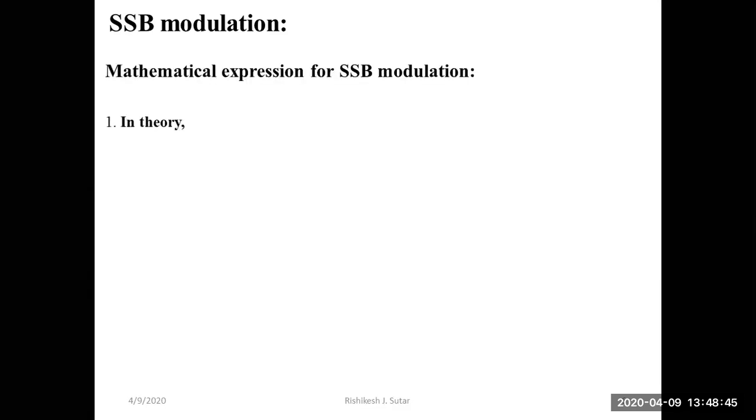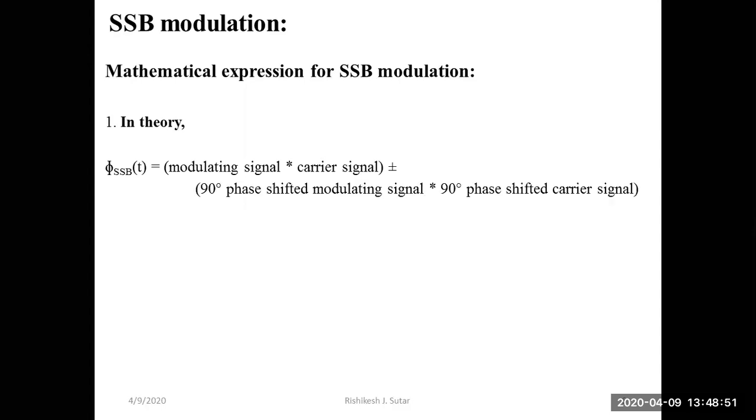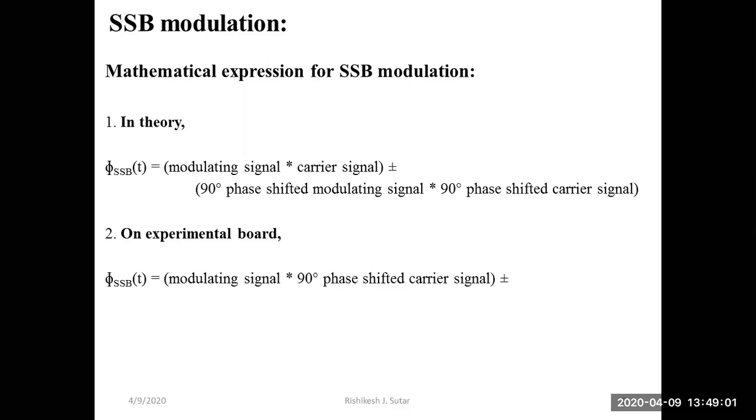Mathematical expression for SSB modulation theoretically is phi SSB of t equal to modulating signal multiplied by carrier signal plus minus 90-degree phase shifted modulating signal multiplied by 90-degree phase shifted carrier signal. For our experimental board, we can use phi SSB of t equal to modulating signal multiplied by 90-degree phase shifted carrier signal plus minus 90-degree phase shifted modulating signal multiplied by carrier signal.